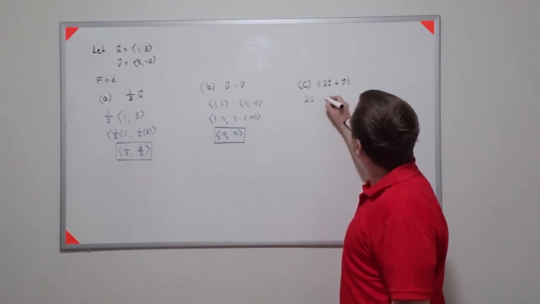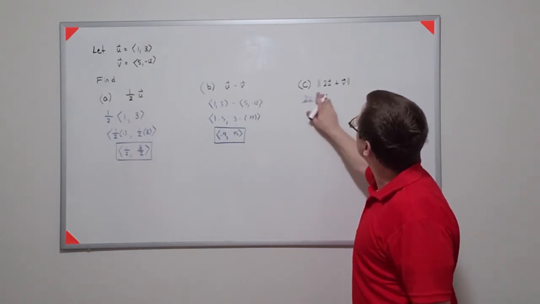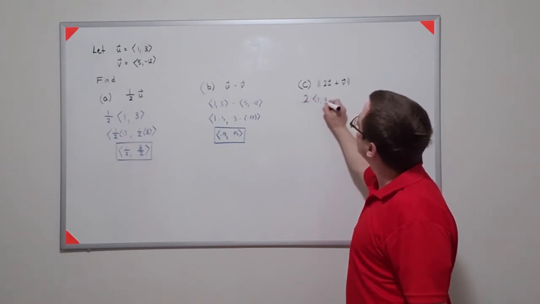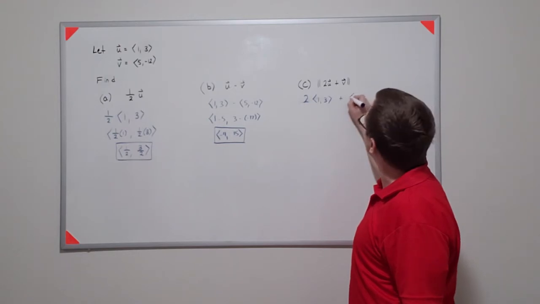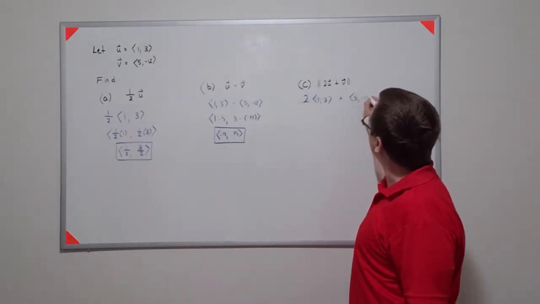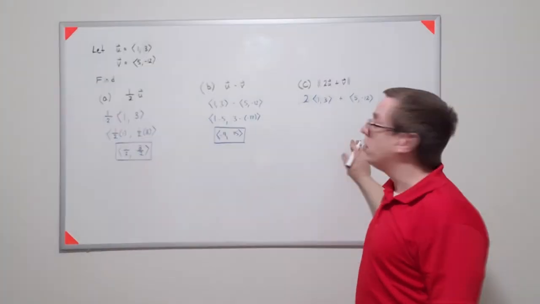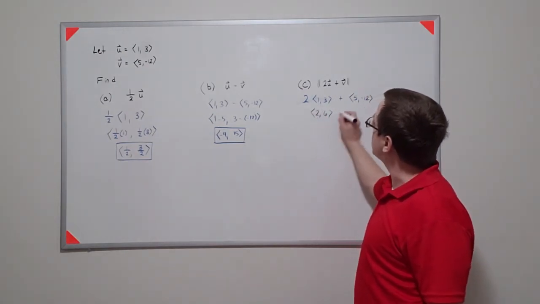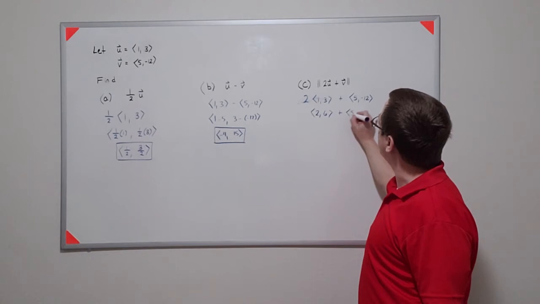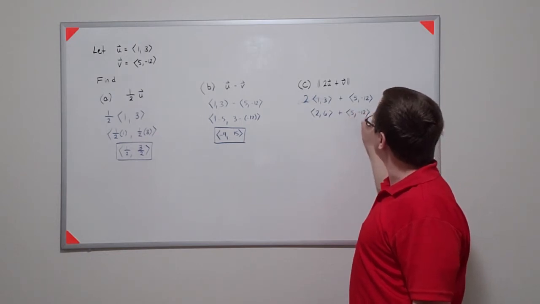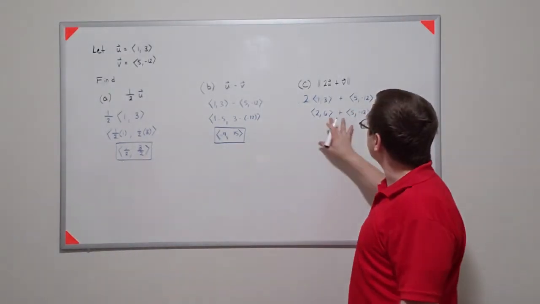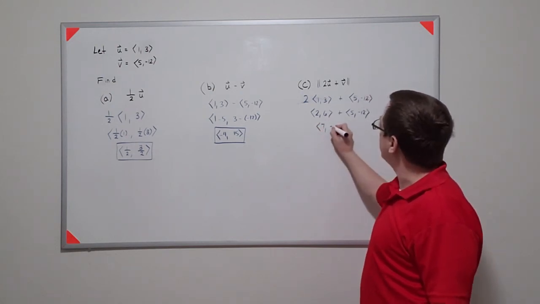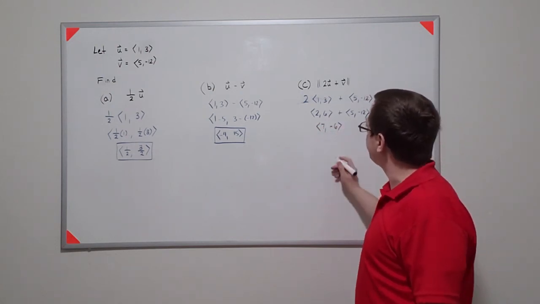So 2u plus, well, that's really just 2 times 1, 3 plus 5, negative 12. So that's 2 times each component, which is 2, 6 plus 5, negative 12. And then we add those components and we get 7, negative 6.